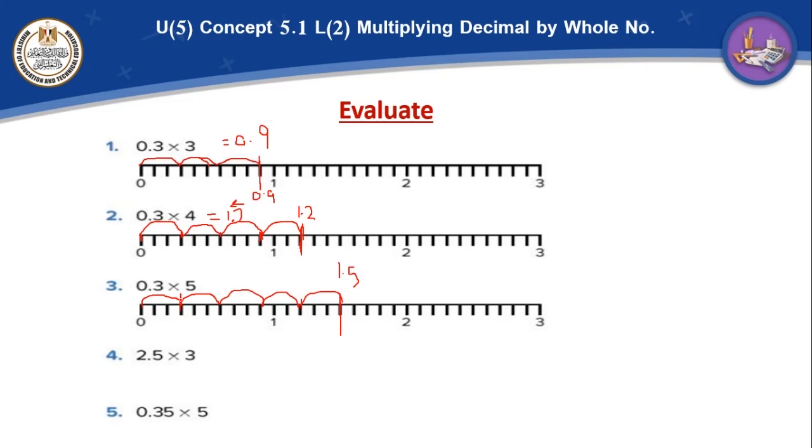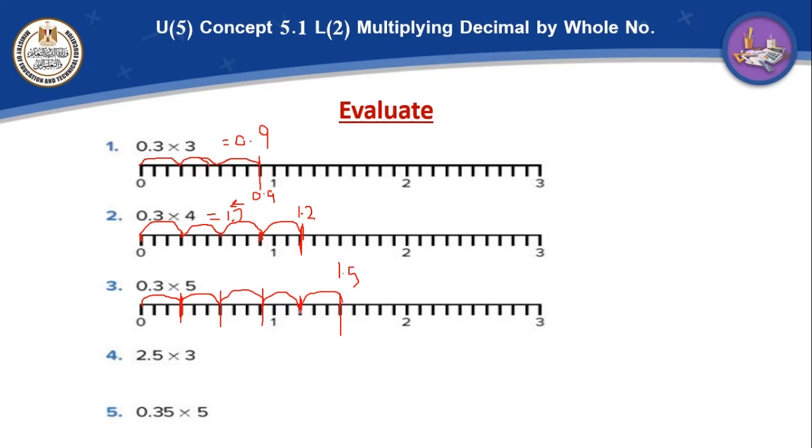So this is considered the first jump, and we consider that this point is 0. So jump 3: 1, 2, 3. Again we consider that as 0. So 1, 2, 3. Consider this as 0. 1, 2, 3, and so on.